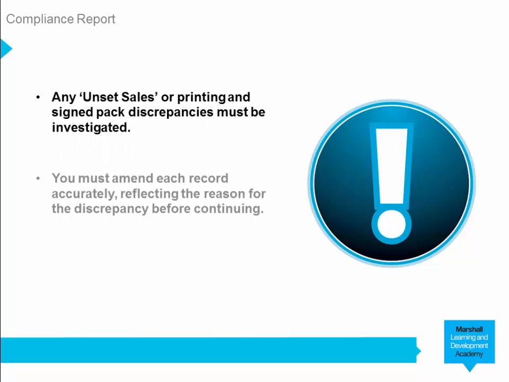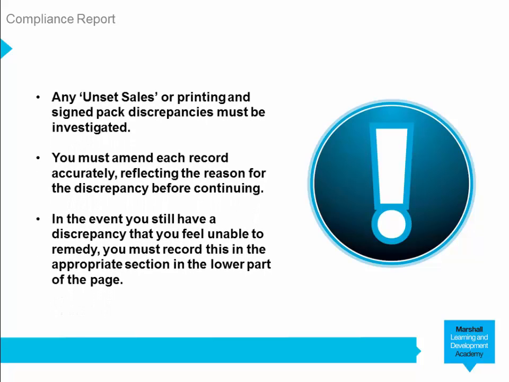So in relation to the compliance report, remember any unset sales or printing or pack discrepancies require your investigation. You need to accurately amend each customer record reflecting the reason for the discrepancy before you continue, and in the event you still have a discrepancy, you must record this in the appropriate section on the lower part of the page.